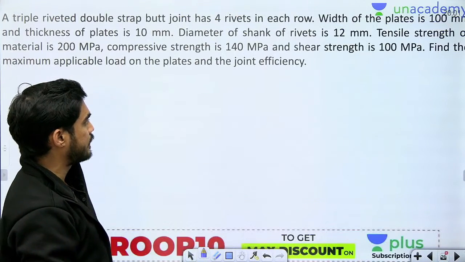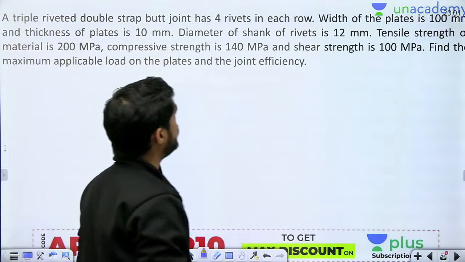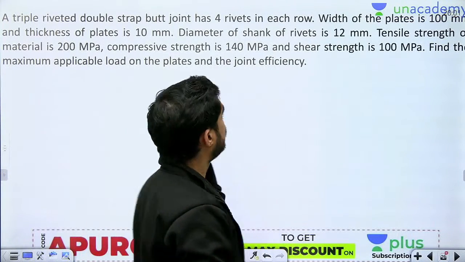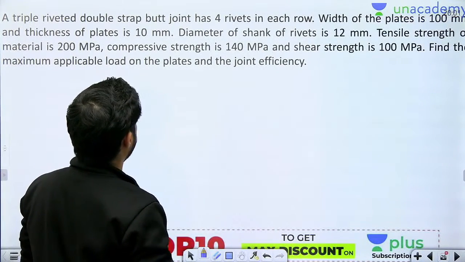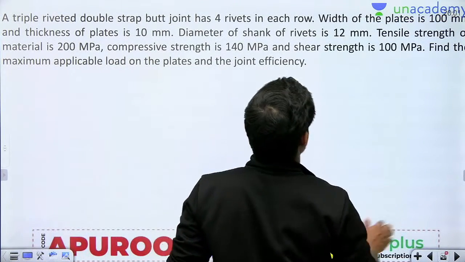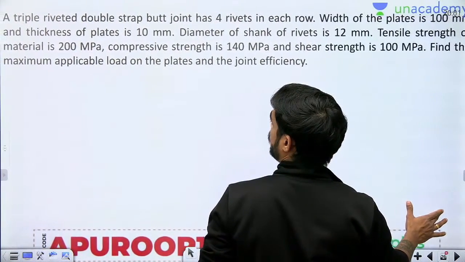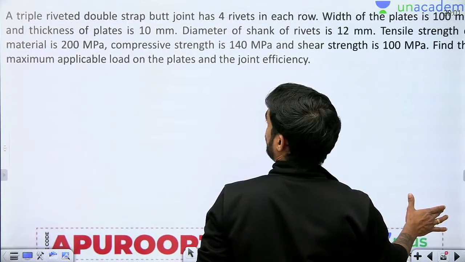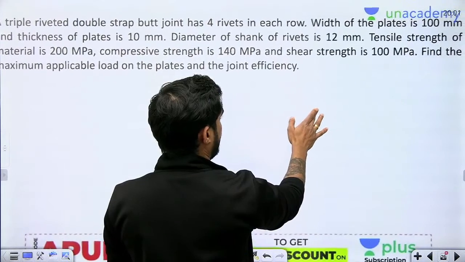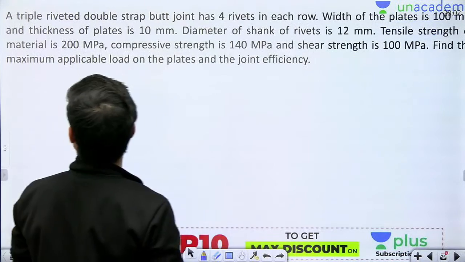Next question is this. A triple riveted double strap butt joint has 4 rivets in each row. Width of the plate is 100 mm and thickness of the plate is 10 mm. Diameter of shank of rivet is 12 mm. Tensile strength of the material is 200 megapascal. Compressive strength is 140 megapascal and shear strength is 100 megapascal. Find the maximum applicable load on the plates and the joint efficiency.